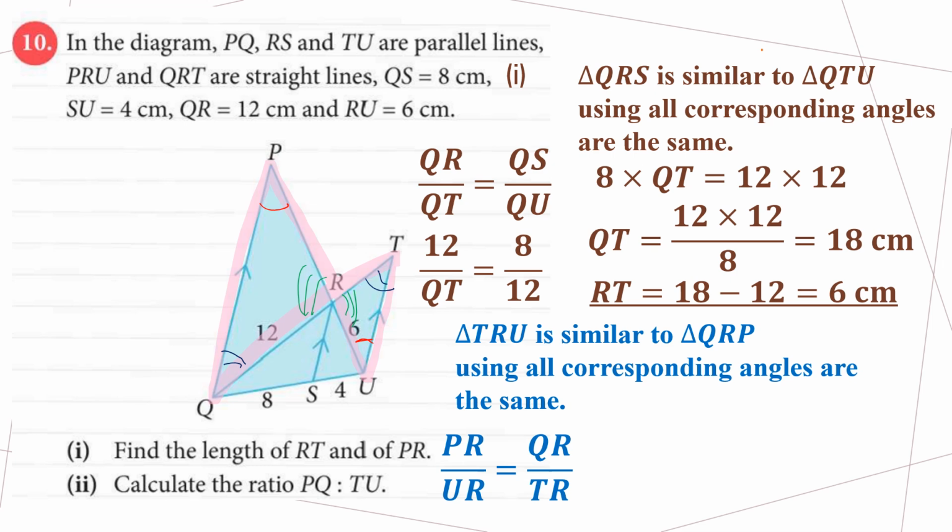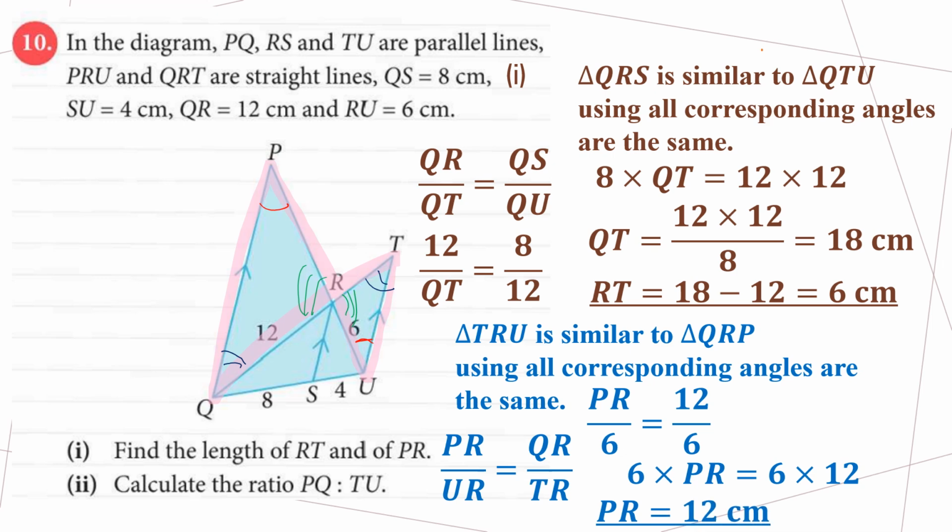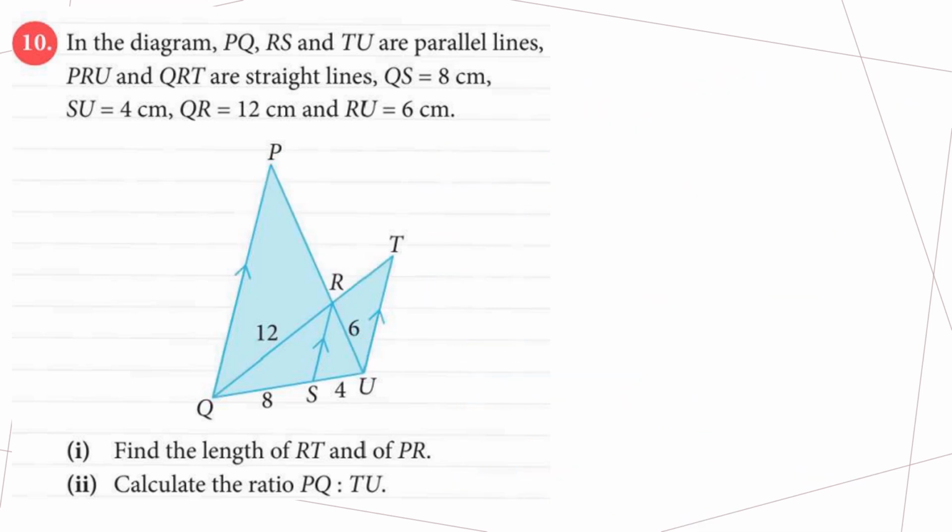PR over UR equals QR over TR. Sub in all the values that you know for QR, UR, QR, TR. No wonder it's advanced. All the R and Q and P. Oh my god. So anyway, just do a cross multiply. You can find PR to be 12 centimeters. Okay, so we managed to find the values for RT and PR. Right, so the next part of the question is easy already.